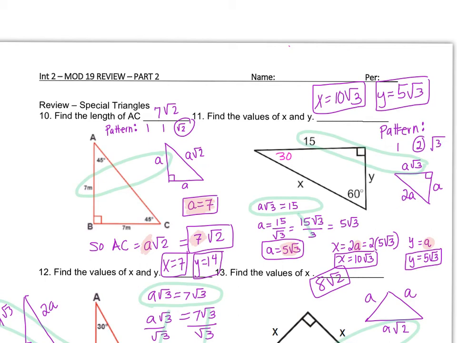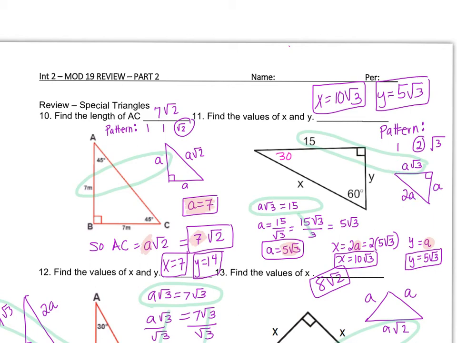The radical 3 always follows the 30 degree. So the 30 degree angle is here. That means right next to it, over here on my pattern, should be my square root of 3. That leaves me with the number 1, which is just A. And then remember, I put A's on all my numbers.